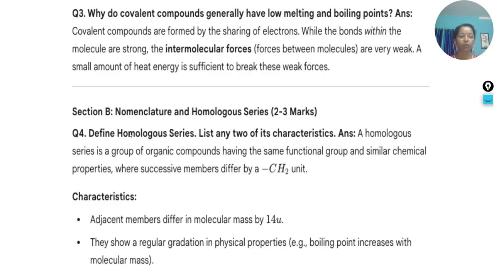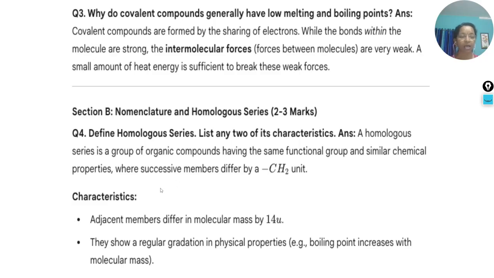Now the next question: define homologous series and list any two of its characteristics. Homologous series is defined as a group of organic compounds having the same functional group and similar chemical properties, where successive members differ by a CH2 unit. That is a definition. You can give the definition another way also, no problem.